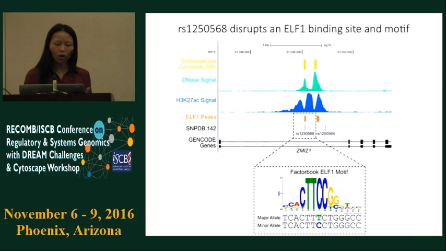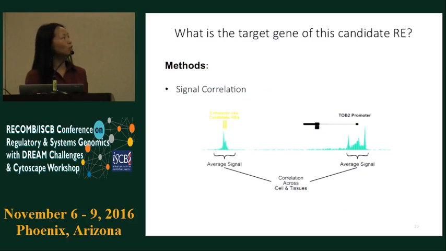So, okay, that's all good. The candidate RE might be able to tell you the cell type, might be able to tell you which transcription factor binds there and whether or not the minor allele is going to break the binding of the transcription factor. But what next, right? So what might be the target gene of this candidate RE?